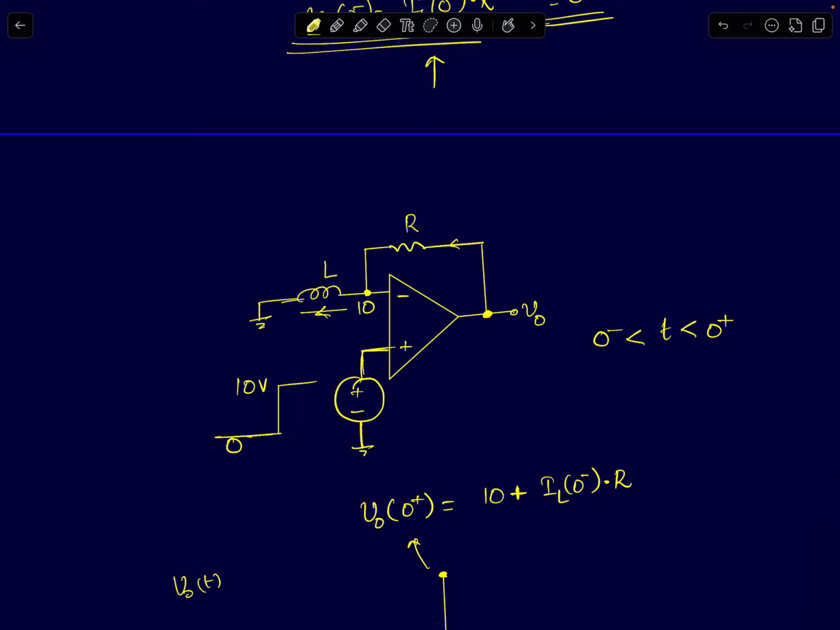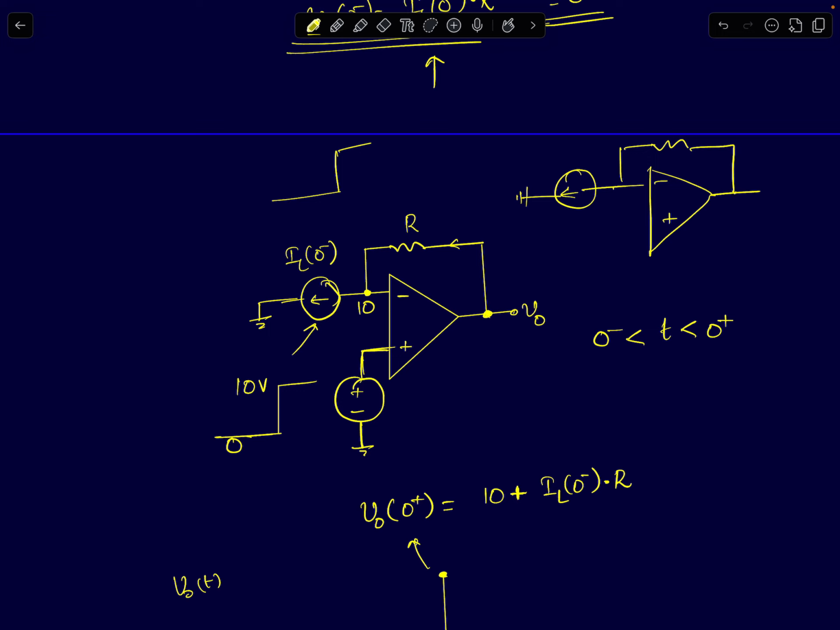The moment a step input is applied, what will an inductor do? If you recall from the last lectures, the current through an inductor cannot change instantaneously. Which means it will just act like an ideal current source of value IL of 0 minus at t equal to 0. When the step appears, you can just replace the inductor with a current source. Now you are reduced to a very simple circuit like this. You have an op amp circuit with a resistor in the feedback and a constant current source.